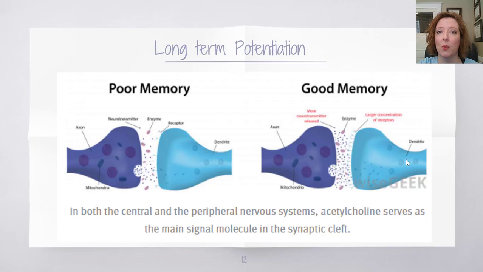And basically, here's what this looks like. In both the central and the peripheral nervous systems, acetylcholine serves as the main signal molecule in the synaptic cleft. So what you're looking at here is both an increase in neurotransmitter being released, again, that's acetylcholine, as well as a larger concentration of receptors. So it's kind of a double whammy. If you have good memory, it's because of these two specific processes located at the synaptic level.